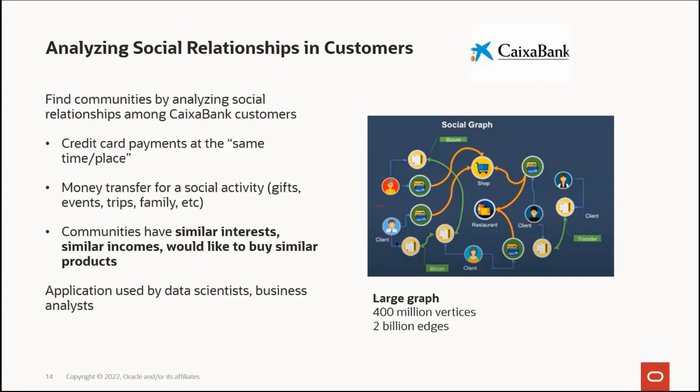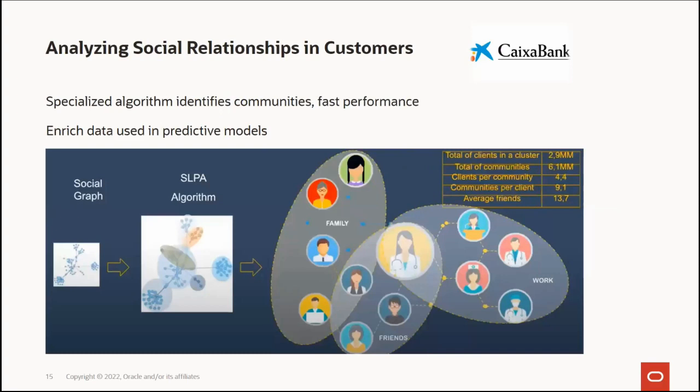There are many graph analytics algorithms to identify such communities within a larger graph. Once they identify these communities, these are customers who have similar interests, similar incomes, and perhaps would like to buy similar products. So they're able to better market other products to them. Graphs have been transformational in doing customer 360 analysis. And they've also customized some of the community detection algorithms, as you'll see a little later.